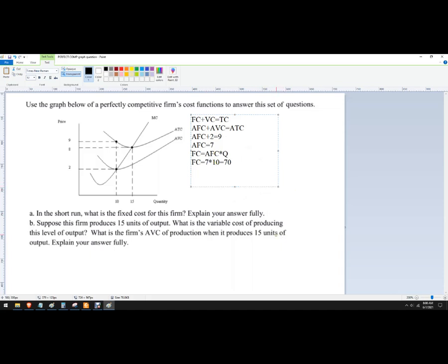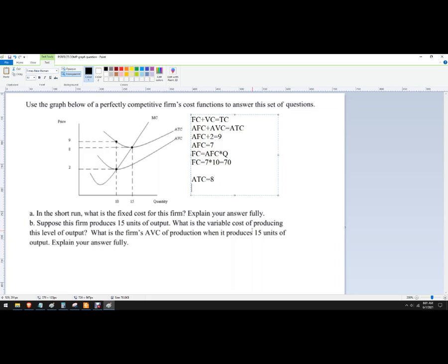Part B, suppose the firm produces 15 units of output. So now we're looking at this relationship right here. We don't know exactly what average variable cost is, but that's what we're asked. What is the variable cost of producing this level of output? What is the firm's average variable cost when it produces 15 units of output? So we do know that when we produce 15 units, our average total cost at 15 is 8.